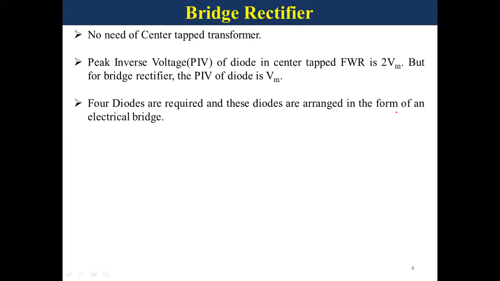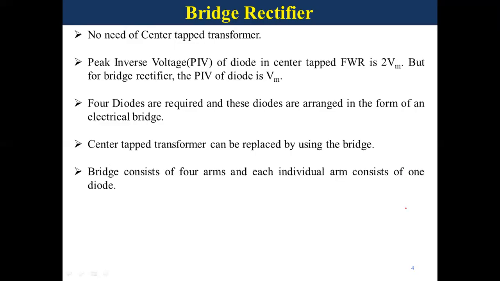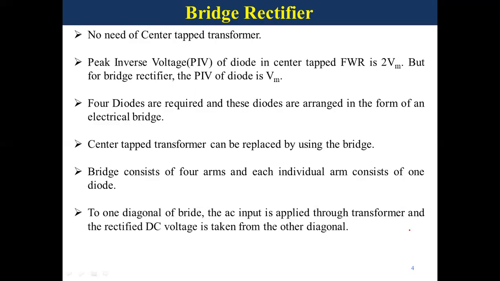4 diodes are required in bridge rectifier. These 4 diodes are arranged in the form of an electrical bridge, and the center tapped transformer can be replaced by using this electrical bridge. The bridge consists of 4 arms and each individual arm consists of one diode. To one diagonal of the bridge, the AC input signal is applied through the transformer, and the rectified DC is taken from the other diagonal.